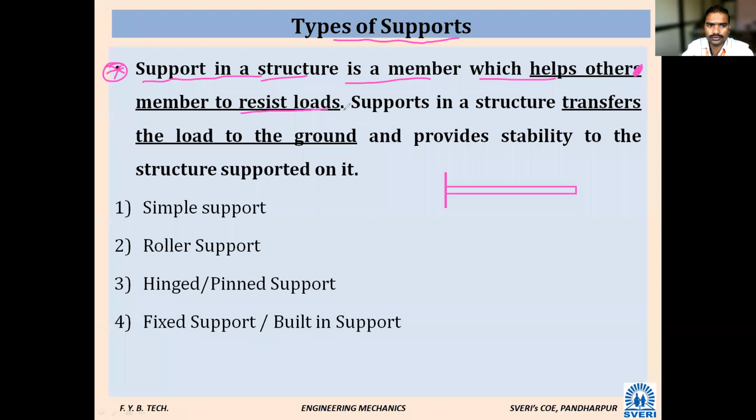Supports in a structure transfer the load to the ground and provide stability to the structure supported on it.